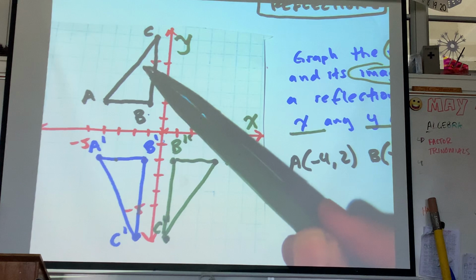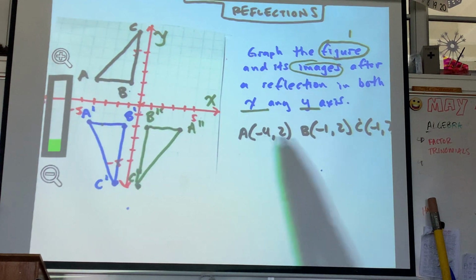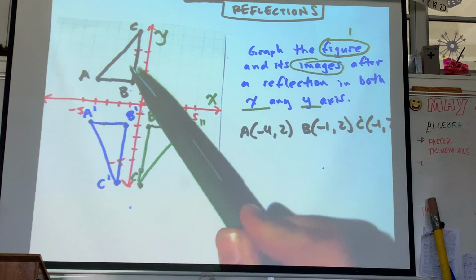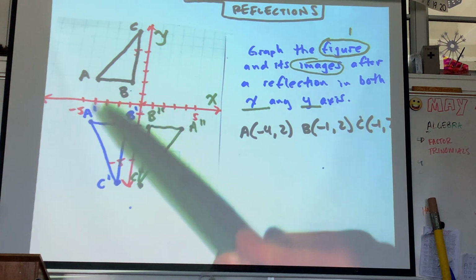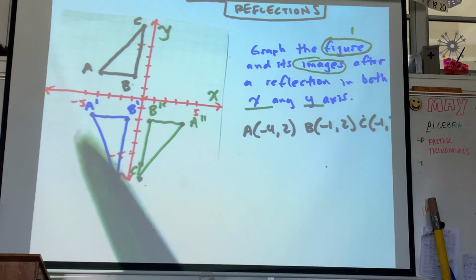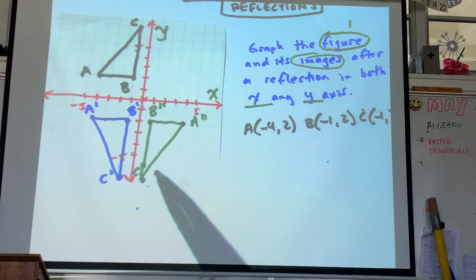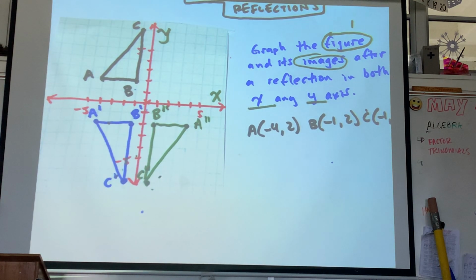The first thing, I graphed the image, the original one, which was A, B, and C right here in black. Then I reflected it over the x-axis, which is A prime, B prime, C prime, here in blue. And I took this and I reflected it over the y-axis, which is B double prime, A double prime, C double prime. So that's what we're doing here, all right?